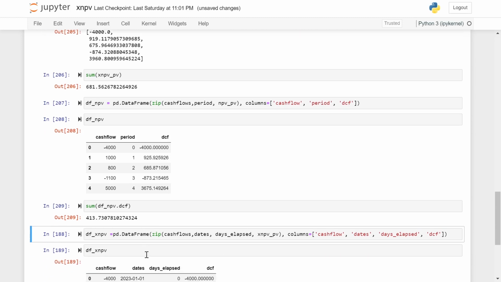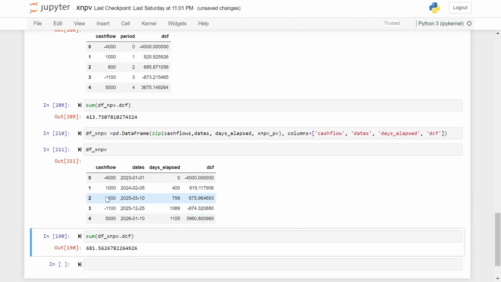And let us create a data frame for XNPV. Here we are considering cash flows, and instead of period, dates, days elapsed, and XNPV_PV, which is nothing but discounted cash flow. These are the column names. Let us enter this. This is the data frame pertaining to XNPV calculation. And when we total this discounted cash flow, we get 681. This is our XNPV, that is extended net present value.